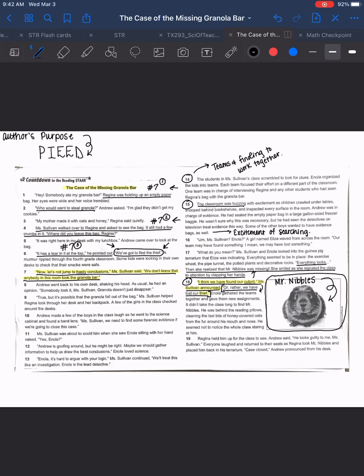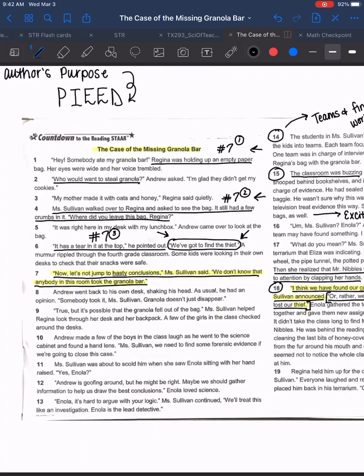And even though we didn't have an author's purpose question, we'll still go over the author's purpose just to practice it. So for P, did the author try to persuade us in this passage? Did he try to convince us of something? No, he did not try to persuade us. So this is not the author's purpose of this passage. Is his purpose to inform? Is he telling us about something important? Well, he is telling us about the case of the missing granola bar, so maybe that could be it.